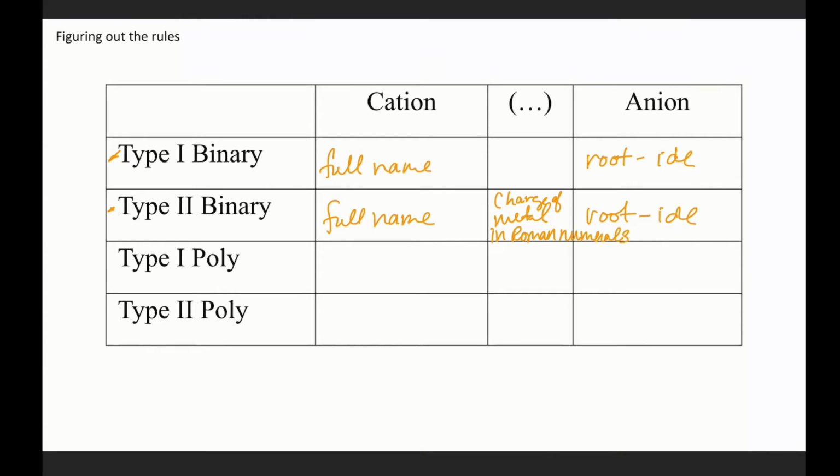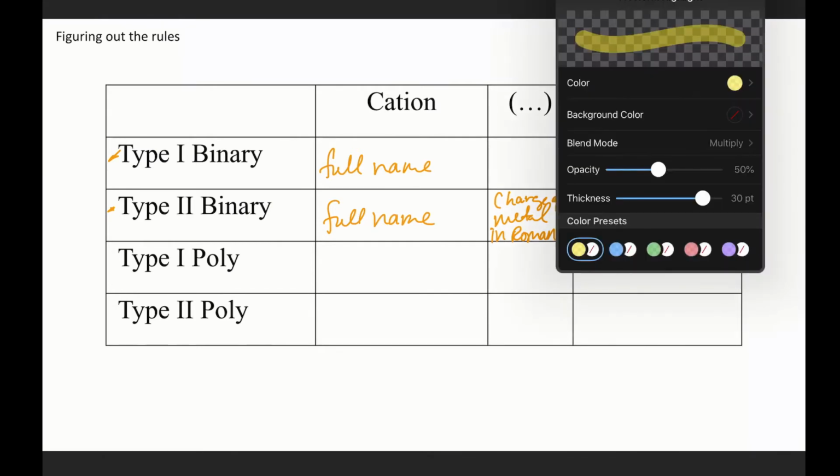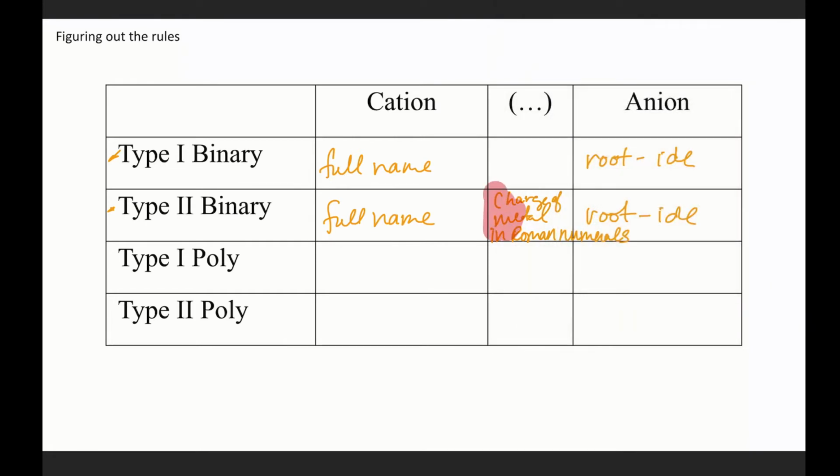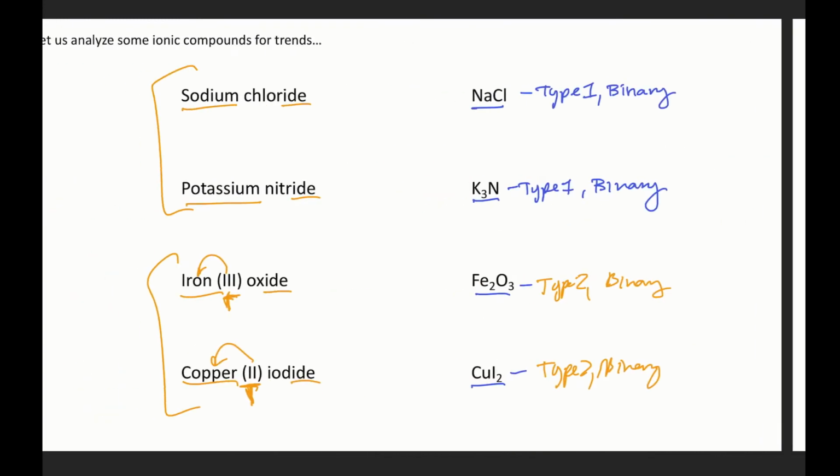Does that make sense? If we look at a type 1 binary versus a type 2 binary, that charge is the only thing that differentiates one from the other. You can't tell the difference any other way. Otherwise, the full name of the cation comes first, they all end with a root plus "ide" of that anion, and the only distinguishing feature is the charge of the metal in Roman numerals.